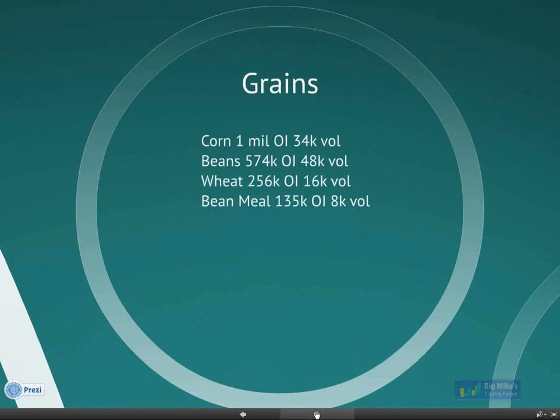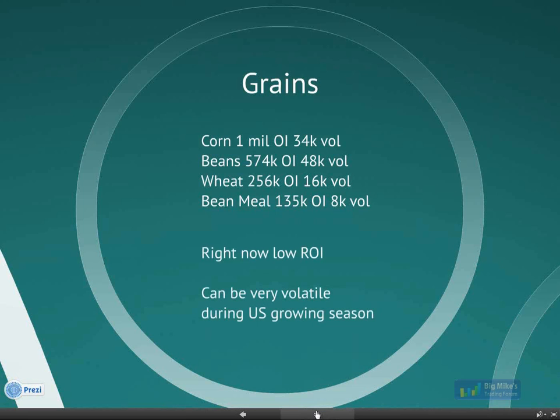Grains. Corn options at 1 million open interest, 34,000 volume per day. Beans, 574,000 open interest, 48,000 volume per day, a little bit higher ratio of volume to open interest on beans than is corn. Wheat, 256,000 open interest, 16,000 volume. Bean meal, 135,000 open interest, 8,000 volume. Right now, grains are a low return on investment.